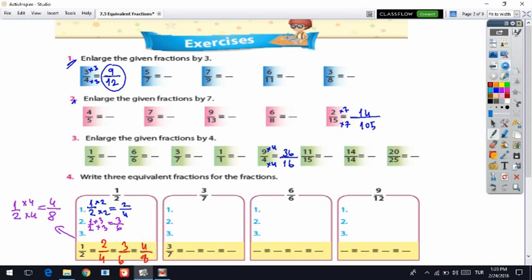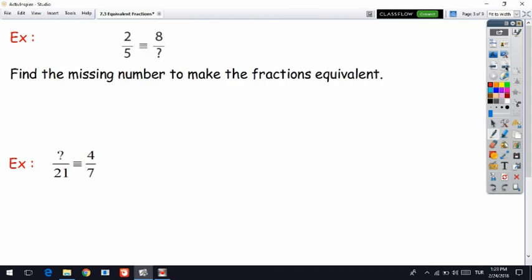Everybody, that's it. Okay, so the next page is about finding missing number in equivalent fraction. First of all, we have 2 over 5 is equivalent to 8 over a question mark. Question mark is a number that we don't know yet. First, we are going to find this one. But how can we find it?